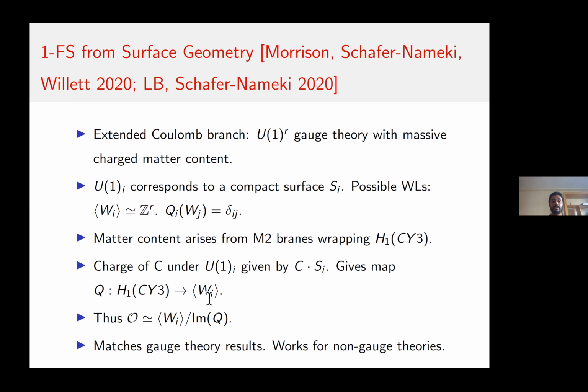And finally, you want to screen by all of this matter content. So you expect the one-form symmetry to be given by this lattice modulo the image of this map Q. And if you do that for 5D SCFTs which have a gauge theory description, you find that it matches what you would expect from gauge theory. And this is a general description, which works for non-gauge theories as well.